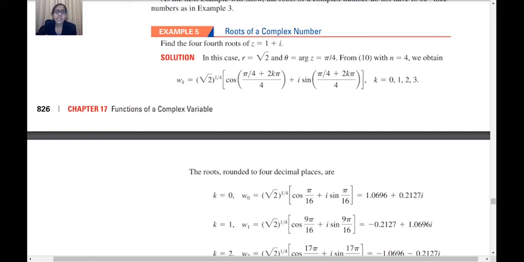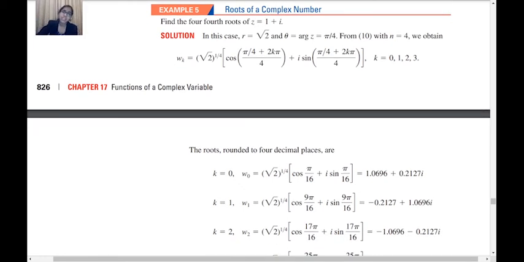And the complex number is z is equal to 1 plus i. So here x is 1 and y is 1. So r will be root of 1 square plus 1 square, that is root 2, and theta will be the argument of z, that is tan inverse of y by x, that is tan inverse of 1, that is pi by 4. So we can apply the equation and we get wk will be equal to root 2 raised to 1 by 4 cos of (pi by 4 plus 2k pi) by 4 plus i sin of (pi by 4 plus 2k pi) by 4, where k varies from 0, 1, 2 and 3.